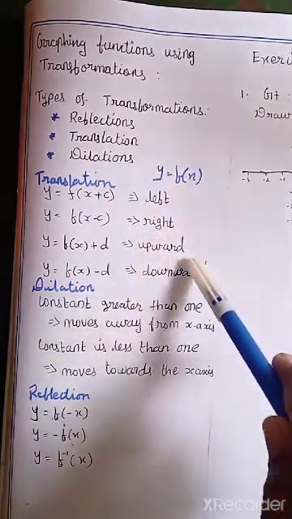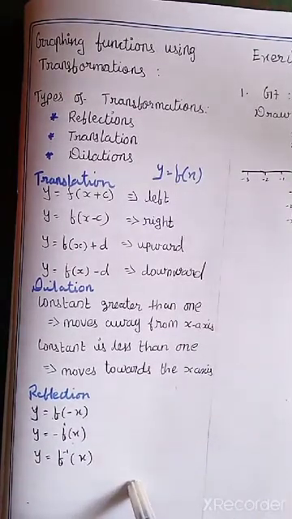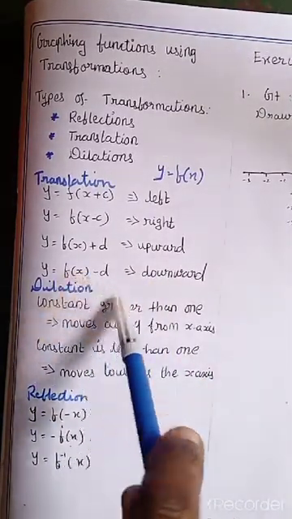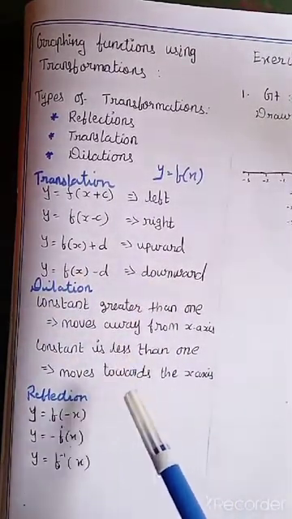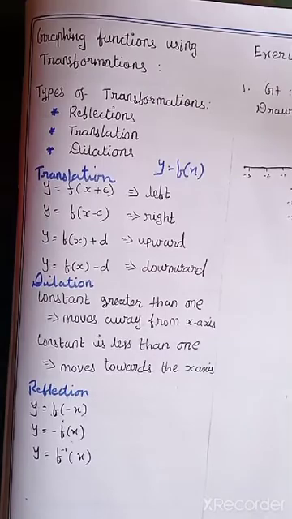So here, translation has 4 points, dilation has 2 points, and reflection has 3 points you have to remember, right? If you know this clearly, then you can proceed with the problems easily.